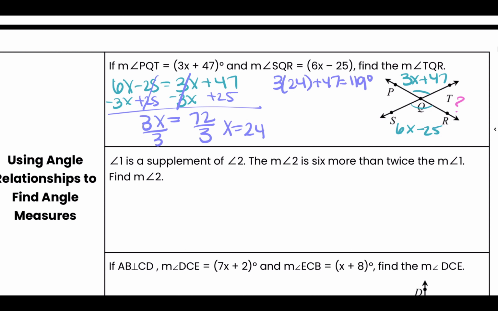Okay, then we know, so this is 119 degrees. Together, these two angles make a straight angle, supplementary. So 180 minus 119 gives us 61 degrees. And that's our answer.